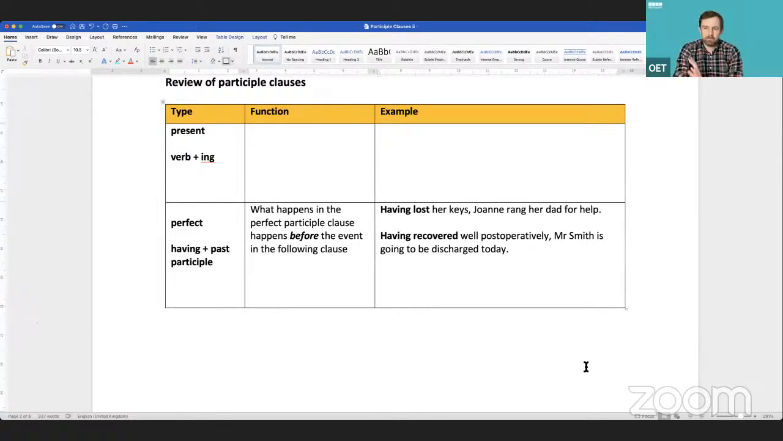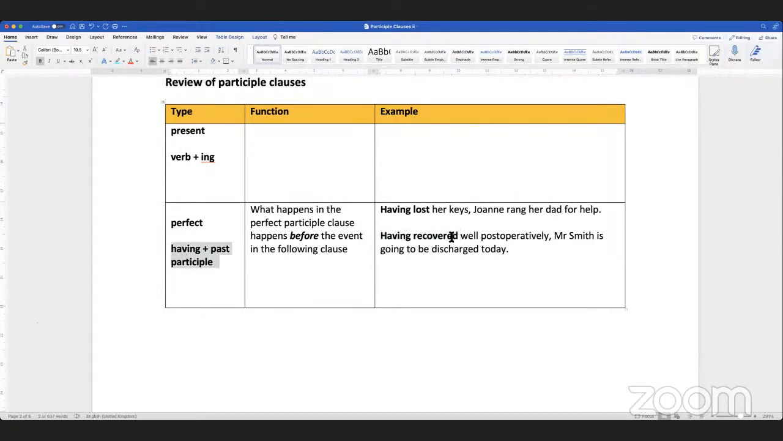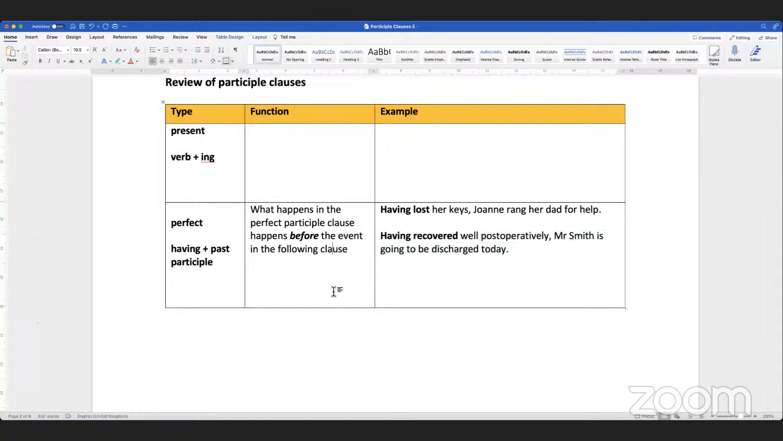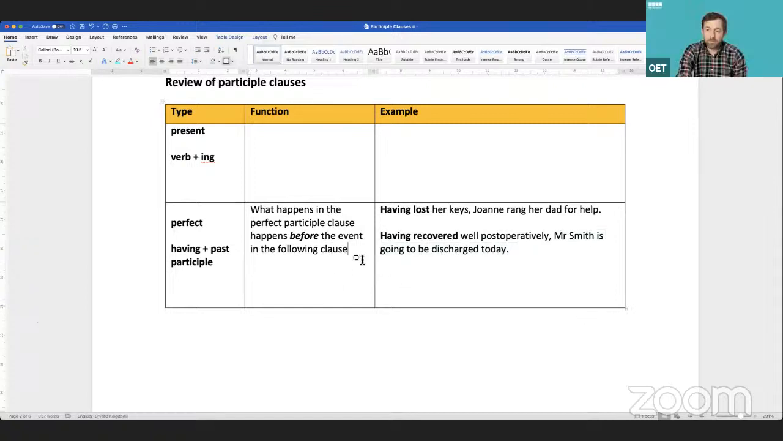Okay. No. So what we're going to do in the perfect participle is we're always going to put having plus the past participle. Always. All I'm doing is telling you that this happens before this. That's all I'm telling you. So don't worry about tense. It's not about tense, it's about sequence.